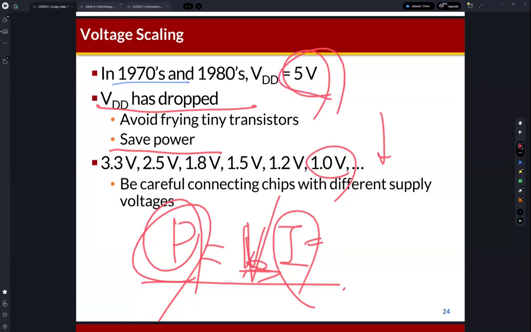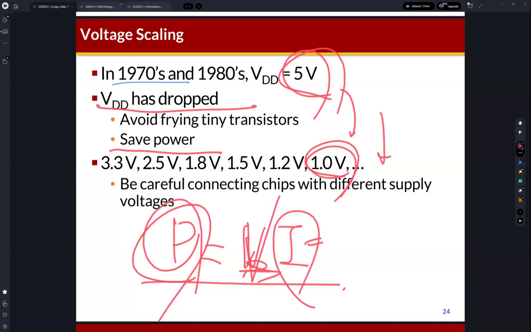The supply voltage for a typical digital system was 5 volt, but currently it has been reduced to 1 volt. So we can save power, but the performance has also increased. It means that the CPU includes more transistors, so actually the CPU consumes higher power. But anyway, by reducing the supply voltage, we can save power.